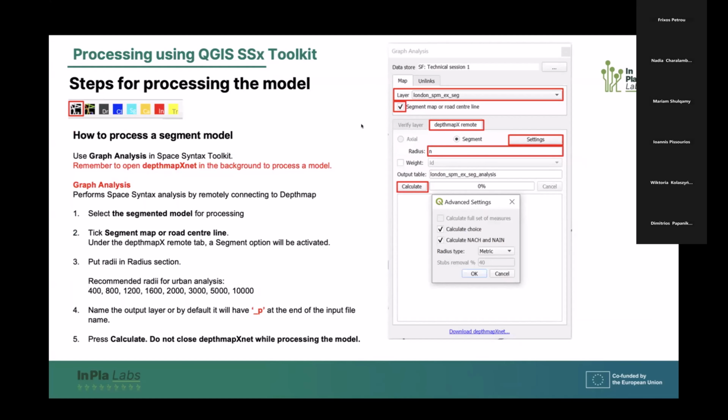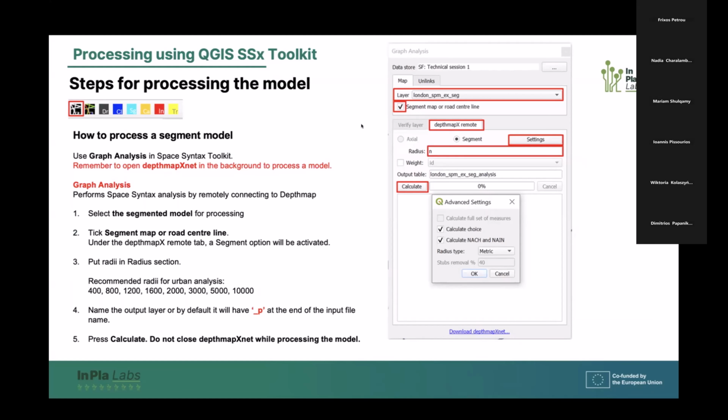If you already have a model, which we have already prepared for you, that is prepared and verified, there are some steps you need to follow to analyze this model using the graph analysis tool in the Space Syntax Toolkit. So this is the first tool you can see in the Space Syntax Toolkit. And there are a number of steps you need to follow in order to perform this kind of analysis.